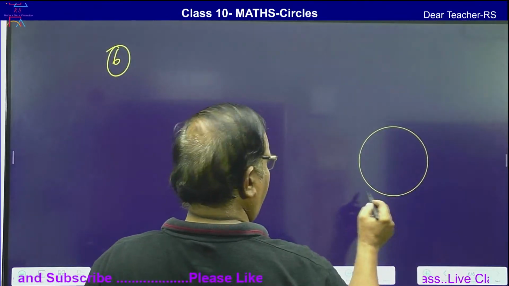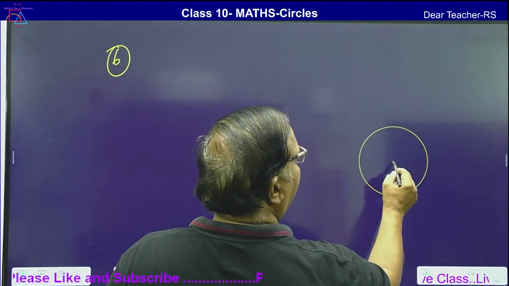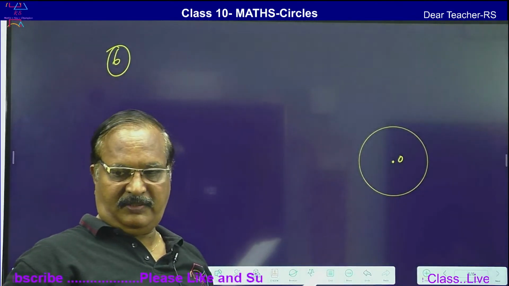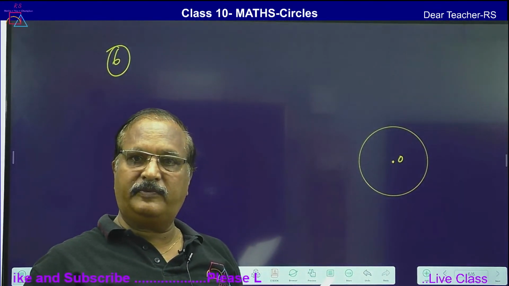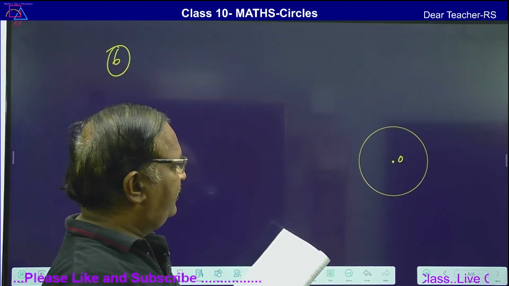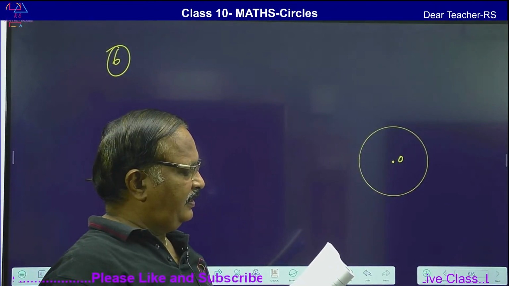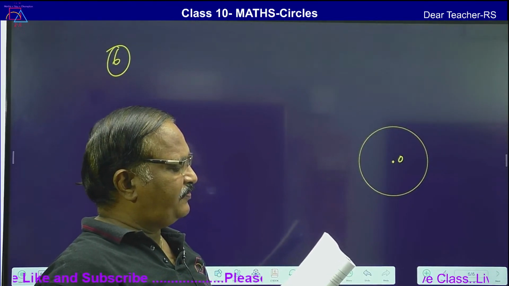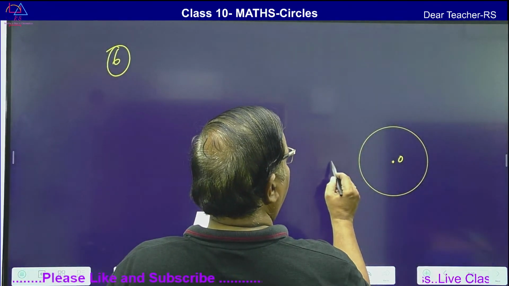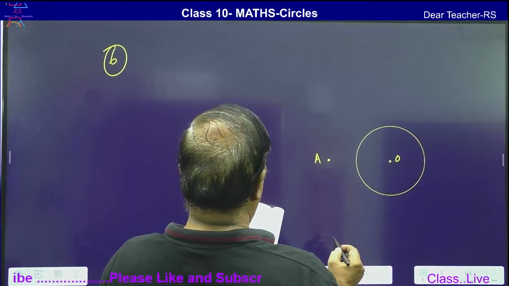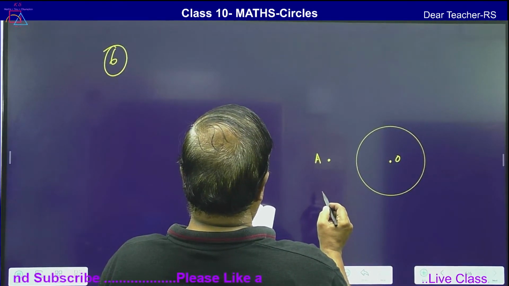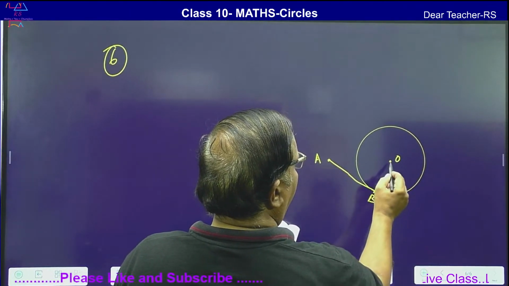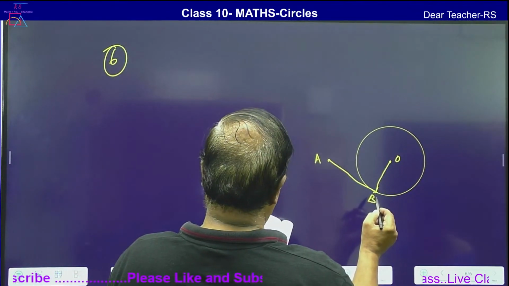This is the circle. Take the center O. Okay. I told you, read the question as many times as possible till you understand, so that you can draw the problem easily. So the tangent from a point A at a distance 5 centimeters from the center. So this is A here, right, from A, and this is the tangent AB, and the radius is this one.